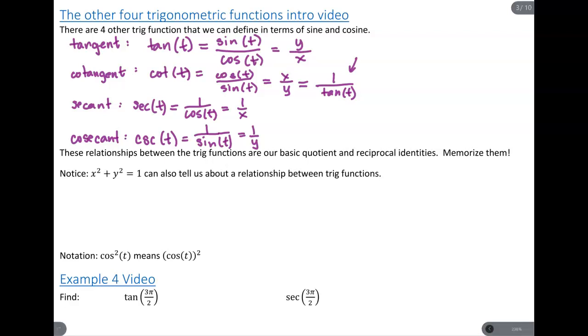Okay, so what we've got here is basically your first set of trig identities, and there are gobs of trig identities out there. We're going to pick out a few of the most important, and they're going to be on your list of things to memorize.